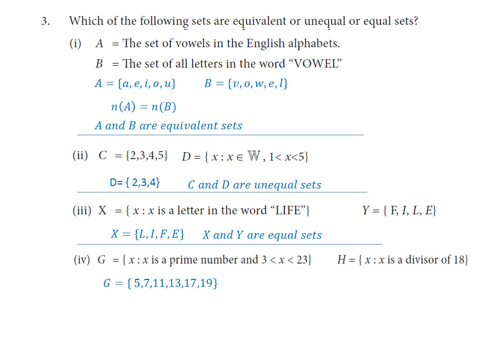G is equal to 5, 7, 11, 13, 17, 19. These are the prime numbers that lie between 3 and 23. And the set H is equal to, we can divide 18 by 1, 2, 3, 6, 9, 18. So, these are the divisors of 18. Count the number of elements in G and in H. G and H both have 6 elements. So, G and H are equivalent.